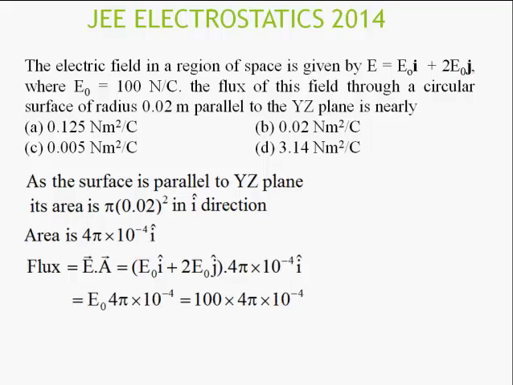4 pi is 3.14. We multiply, we get 0.1256. So he's saying the nearest answer will be A, 0.1256. So that's the answer, A. This is again a simple question.